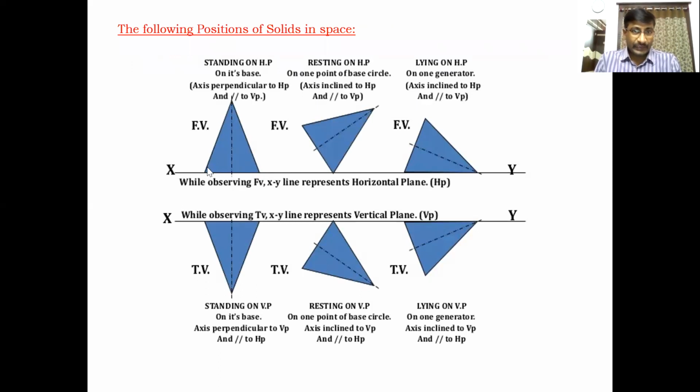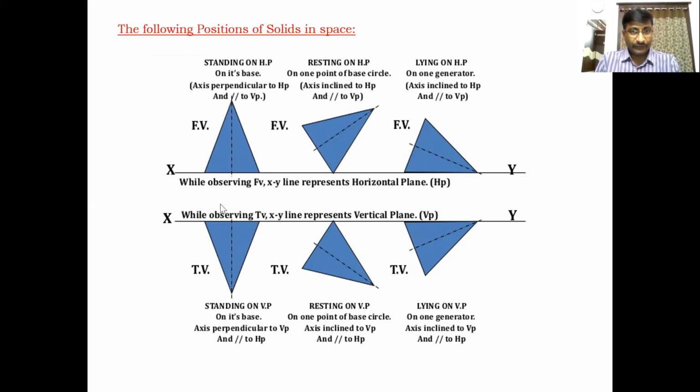This is the base on the ground. Base on the ground means one of the sides of the triangular base looks, in front view, like it is on the XY line. So the axis is perpendicular to the HP. The front view is a triangle, and the top view is a pentagon.